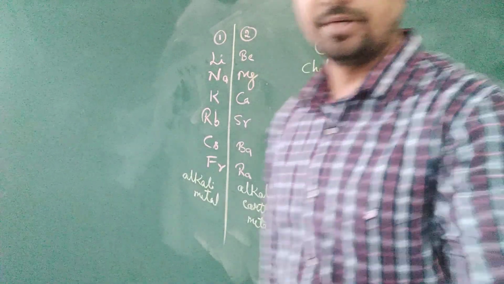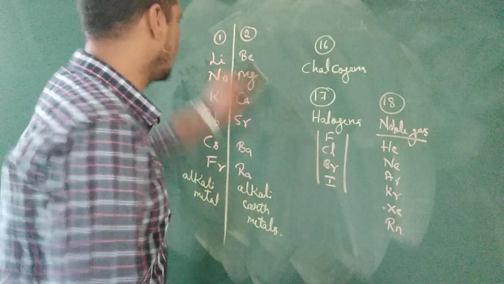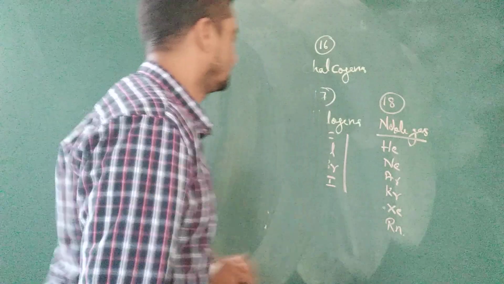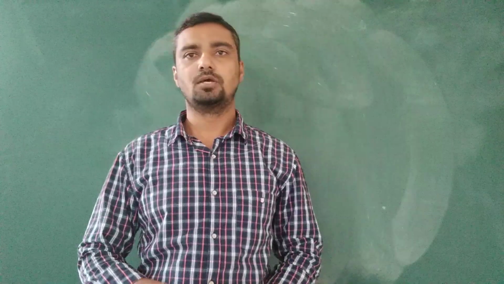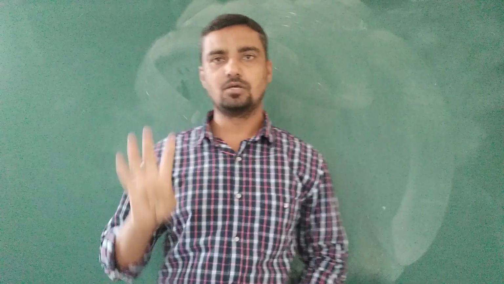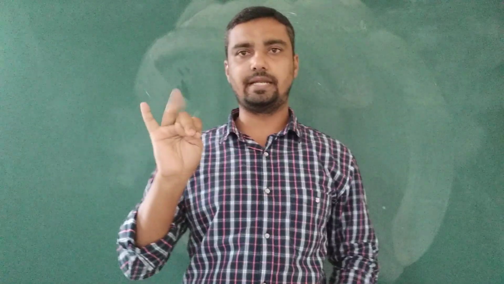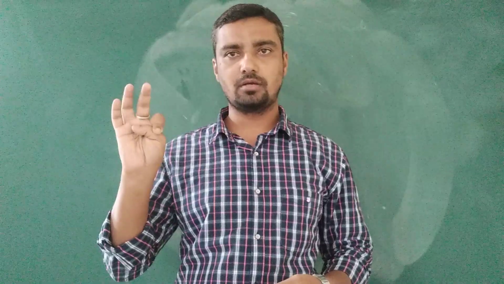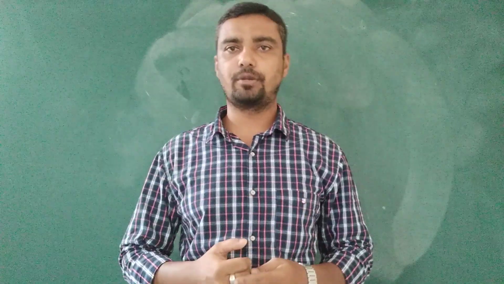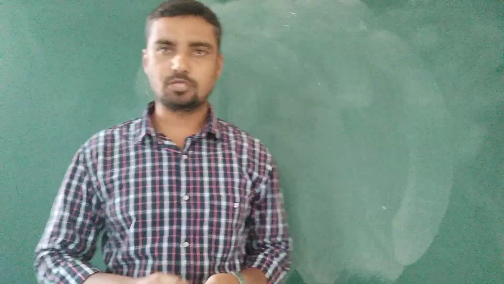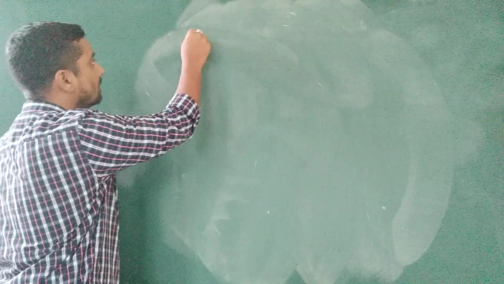Now we'll discuss how the elements are classified into blocks. In the modern periodic table they are classified into 4 important blocks: S block, P block, D block, and F block. They are classified into 4 different blocks, and we'll discuss them one by one. We'll go for the first one, the S block elements.